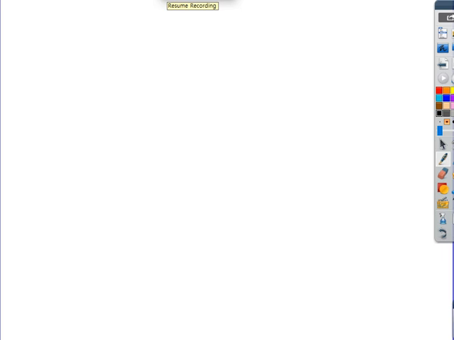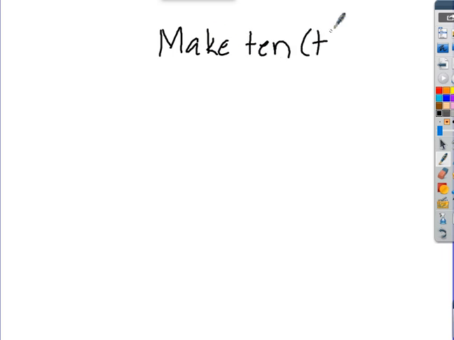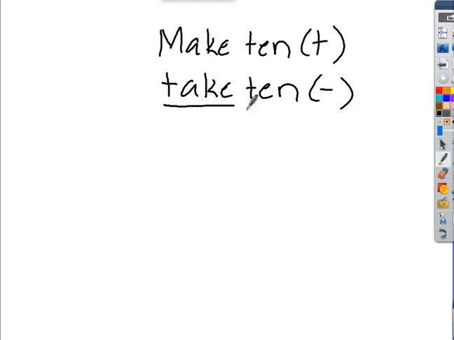So just so that you remember, Make 10 for addition and Take 10 for subtraction are strategies. Strategies that we're trying to teach the students so that they can solve using their basic math facts, so that they're not having to count on their fingers.